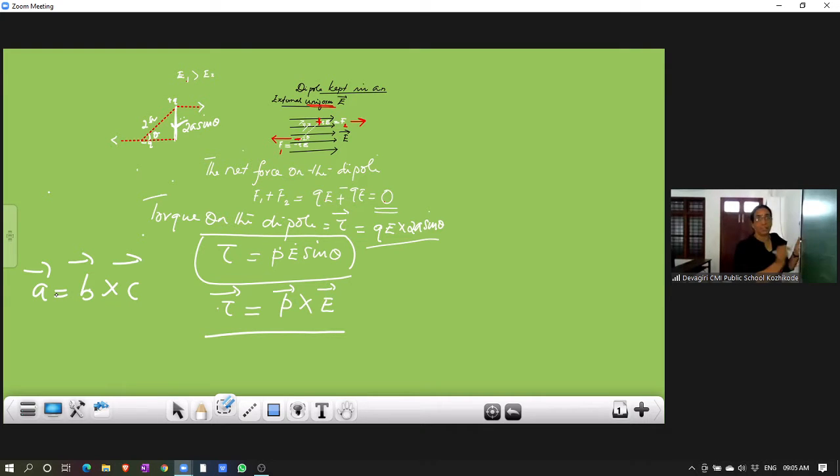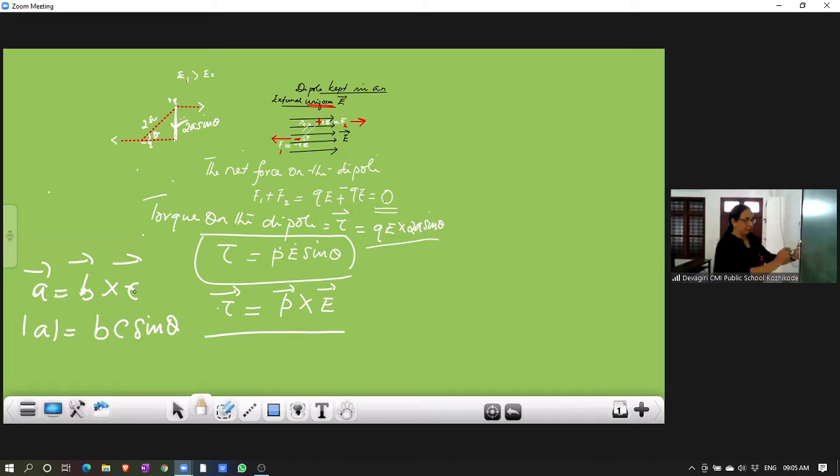A is equal to B cross C is that the magnitude of A is equal to the magnitude of B multiplied by the magnitude of C multiplied by sine of the angle between them. This theta is the angle between these two. Vector A is the cross product of B and C, meaning its magnitude is the product of these two multiplied by sine of the angle between them. Theta is the angle between these two, not between this one. It is between these two.